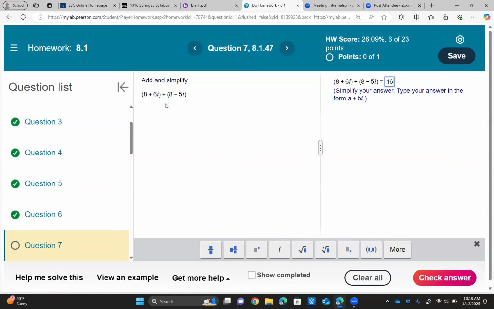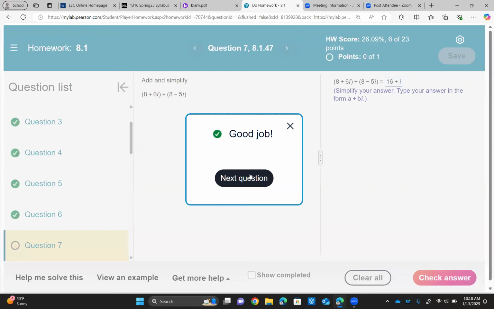Now I'm going to combine the imaginary parts. Positive 6i and negative 5i. When I combine them, I will have a total of positive 1i. So this is how I am going to get the answer to this addition problem.